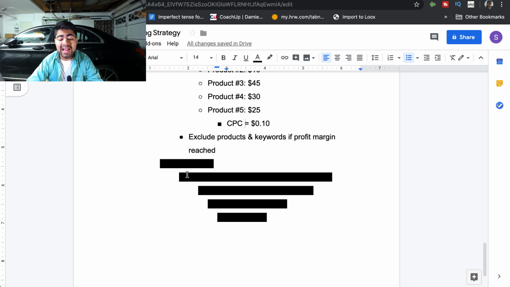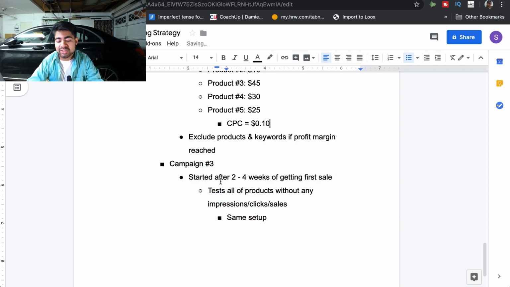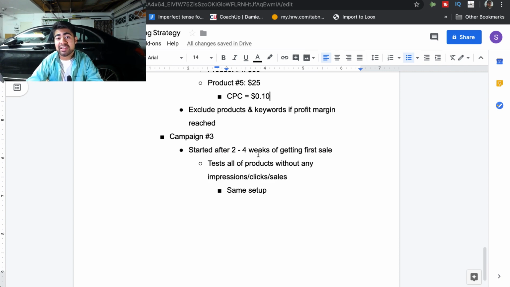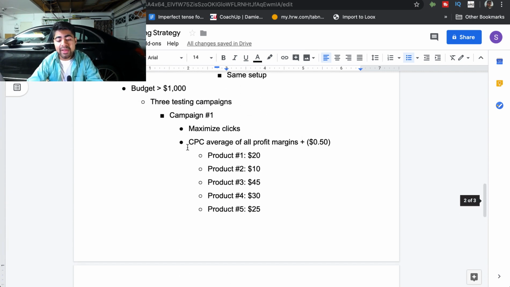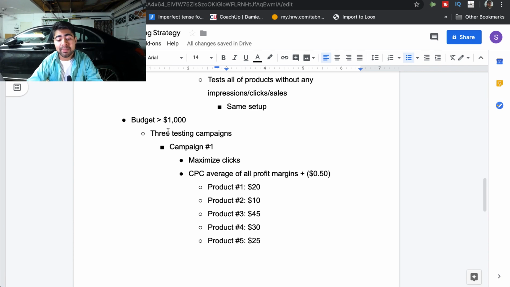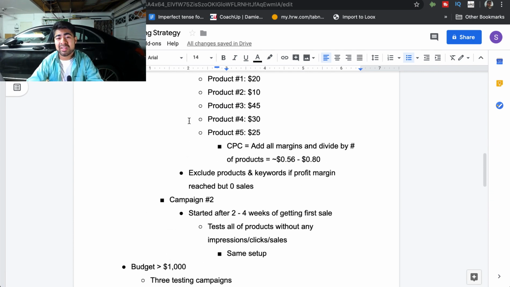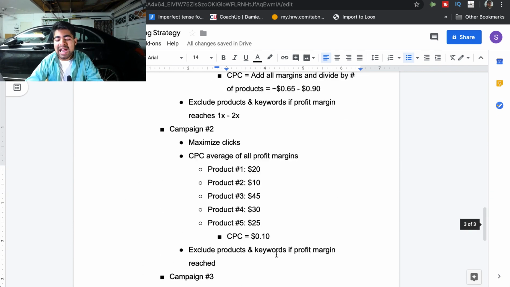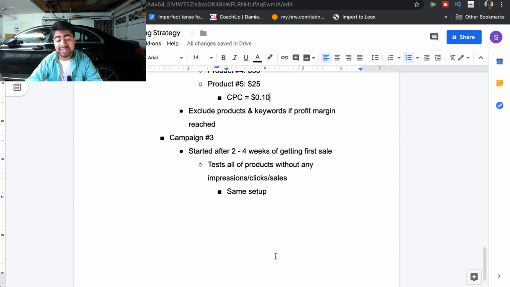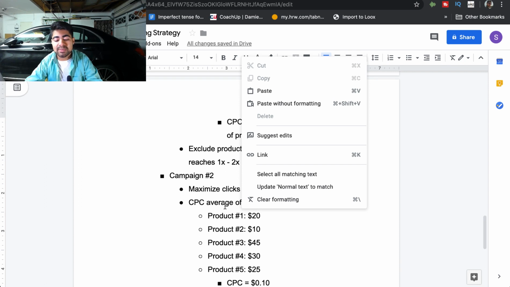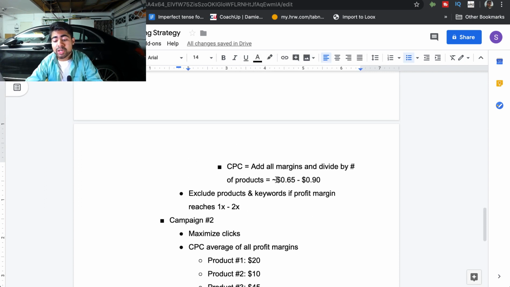But along with that, we want to have a third campaign, and this campaign is very similar to what I went over earlier, and it starts after about 2 to 4 weeks of getting the first sale. So basically it's the same thing that we just went over in the second segment of people with a budget of less than 1,000 but more than 500. You want to start it after about 2 to 4 weeks of getting your first sale, and you want to test all of the products which you got 0 impressions, 0 clicks, and 0 sales for within this campaign. And again, it should be the same setup as before, but in this case the bid limit should be the changed bid limit of 65 cents to 90 cents.